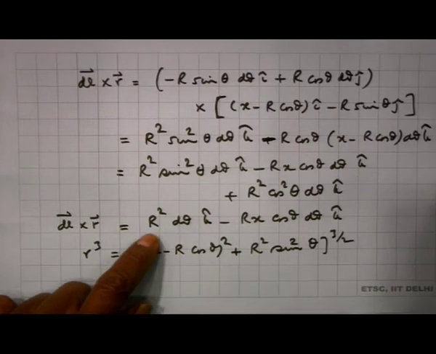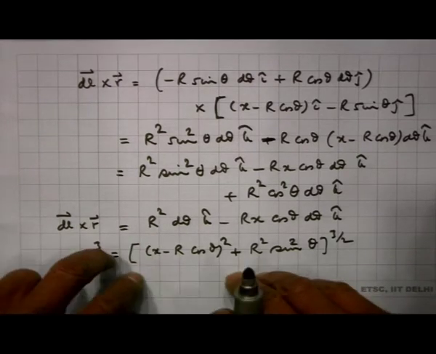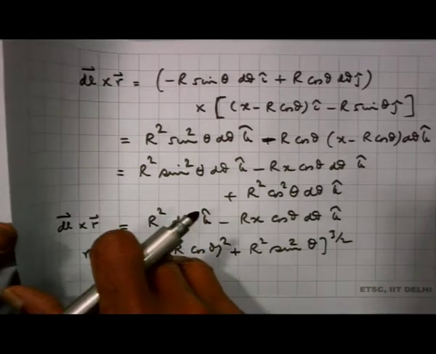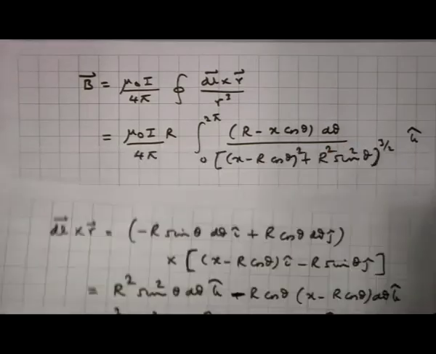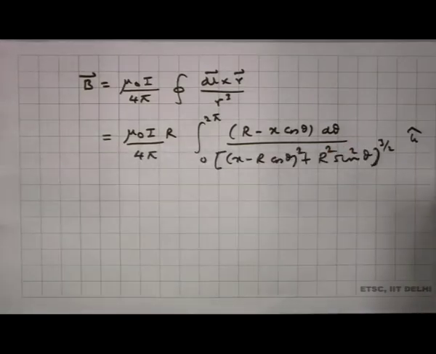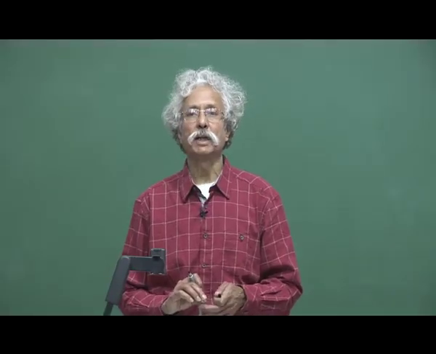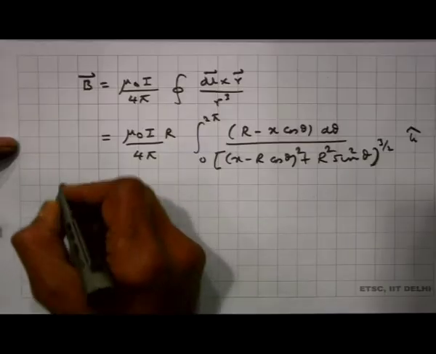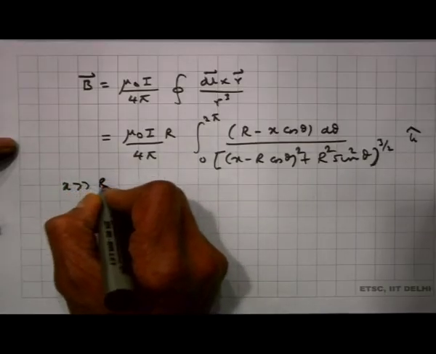So, what I have done is I have replaced dl cross r by, if I take out r d theta k cap common, r minus x cos theta d theta k cap, and the denominator we have this expression. Now, I have not made any approximation as yet. This is the magnetic field at a distance x from the center of the coil in the plane of the coil. Now, I want to make an approximation for x much greater than r.